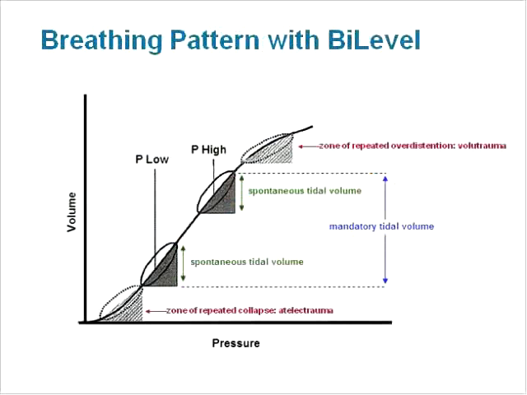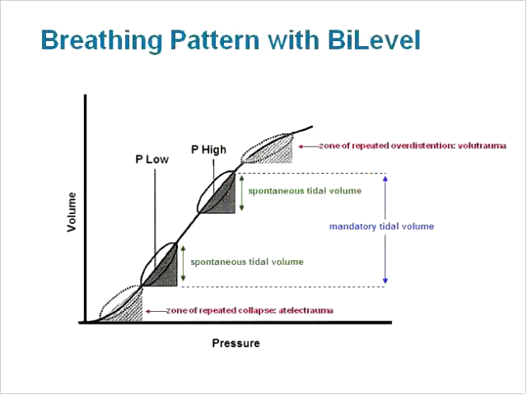Perhaps the most important feature of BiLevel modes is the potential for unrestricted spontaneous breathing. With these modes, unrestricted spontaneous breaths contribute from 10% to 40% of the total minute ventilation. This implies, of course, that the mandatory breaths contribute up to 90% of the minute ventilation. This is another reason why BiLevel should be recognized as a form of pressure-controlled intermittent mandatory ventilation.